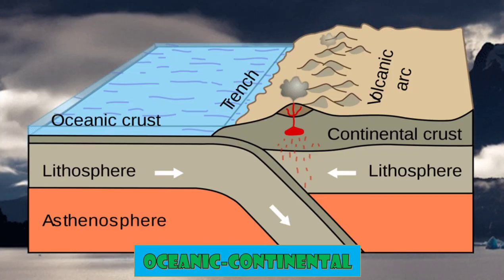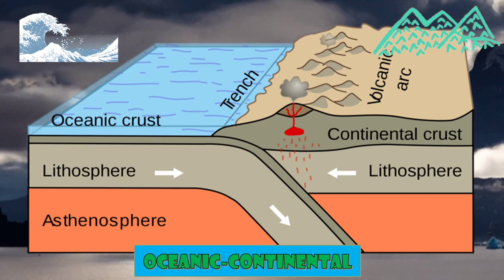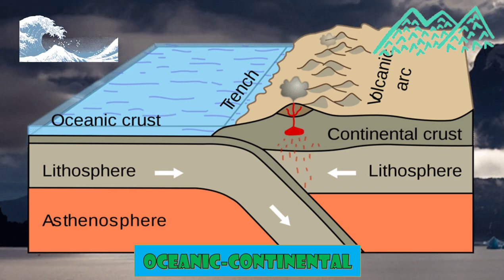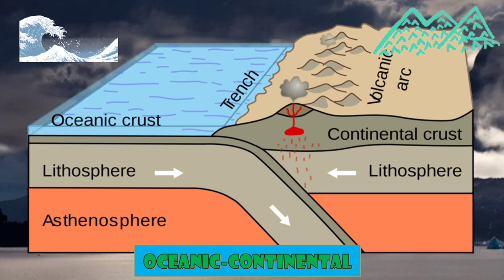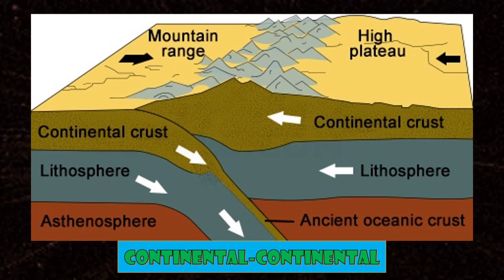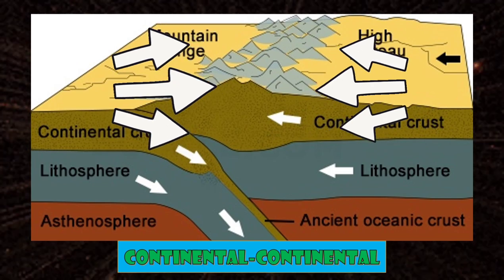In an oceanic-continental convergence, the collision of ocean and continental plates allows the accretion of marine sedimentary deposits to the edge of the continent. Lastly, continental-continental convergence occurs when an ocean basin closes and two continental plates collide.